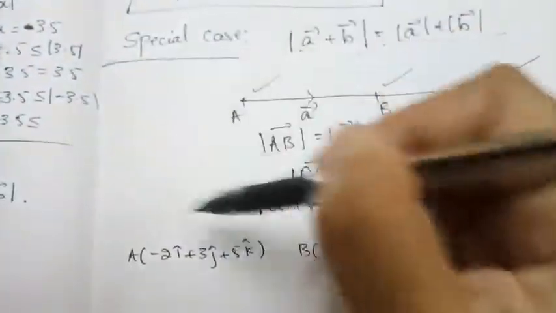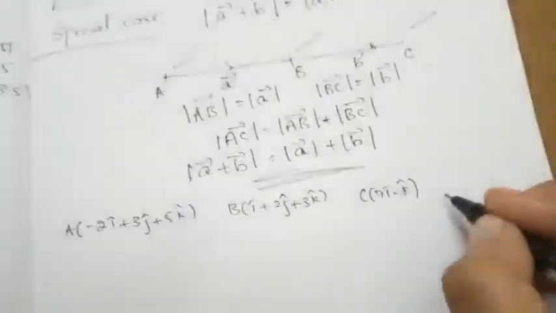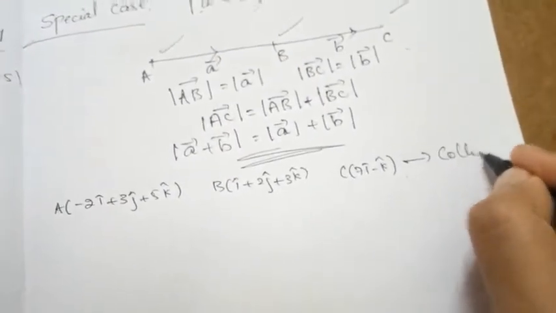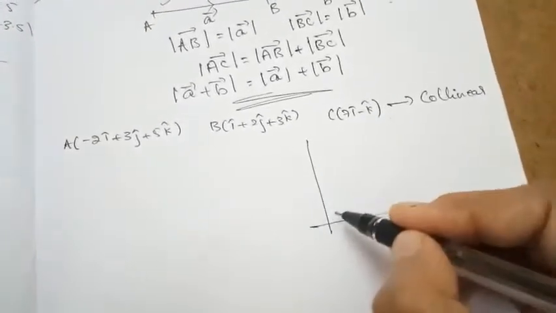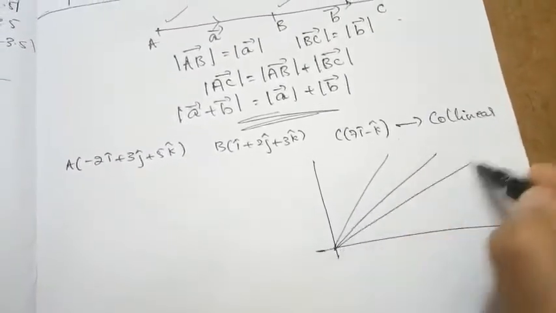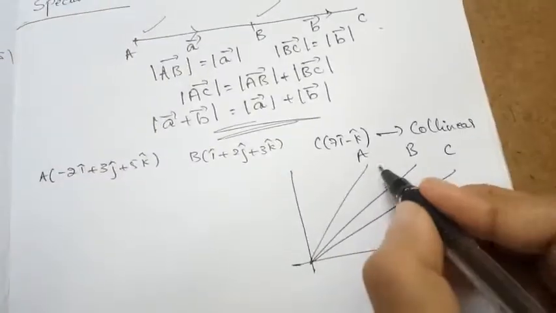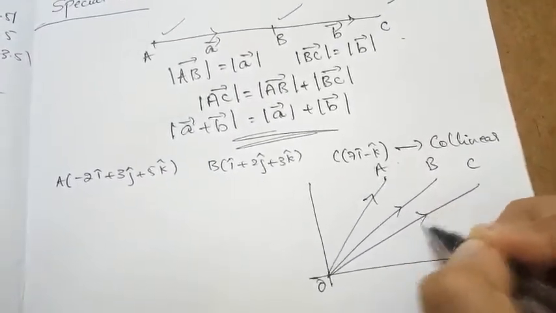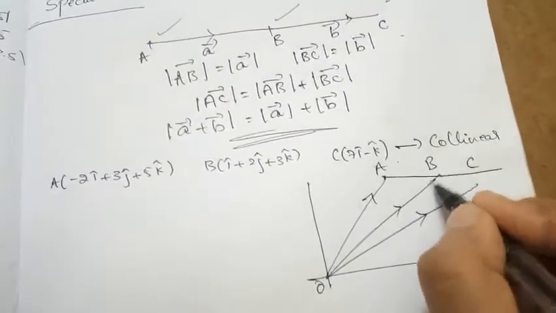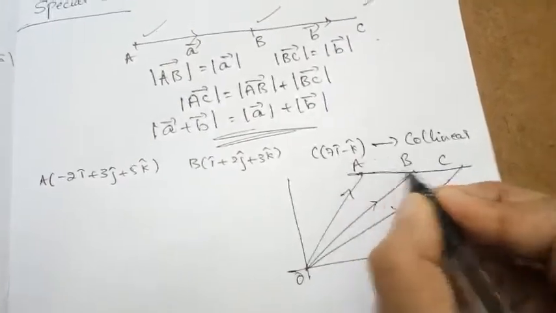So upon this special case, let us do one of the important problems. They have given the position vectors of the points A, B and C, and we need to show that these 3 points are collinear. So understand what the question is giving. This is A, B and C. They have given us the position vectors of these points, OA, OB and OC. Upon that, we need to show that ABC is collinear.